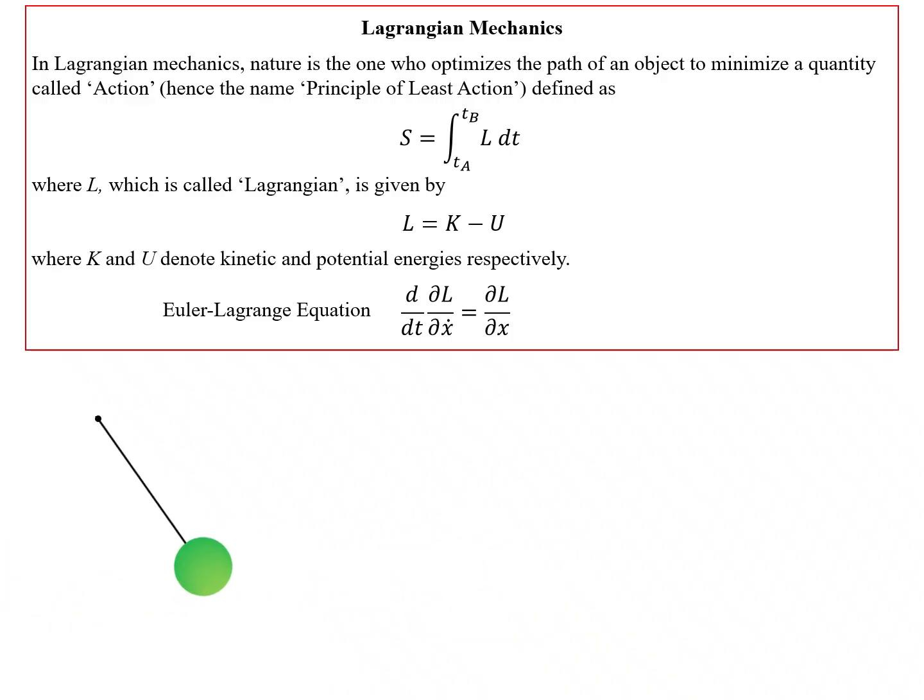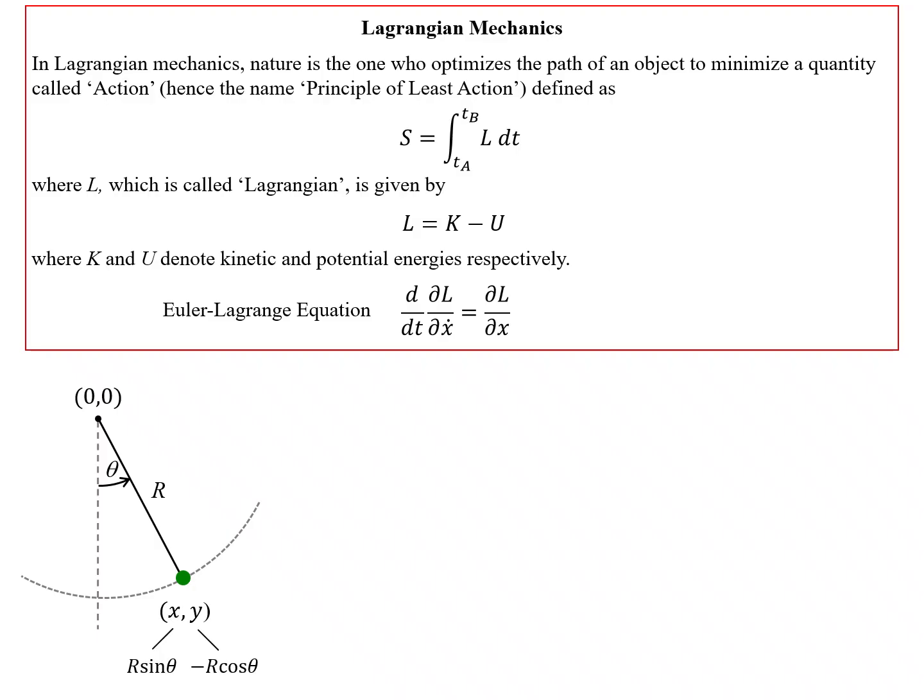The next example is the pendulum problem. If we let the pivot point be at point 0, 0, and the location of the bob at point x, y, instead of solving for two variables x and y, we can choose to use the angle theta as the only variable. We can see that x equals r sine theta and y equals minus r cos theta. In this case, we need to generalize the Euler-Lagrange equation by replacing the variable x, which is a position, with q, which is a generalized coordinate.